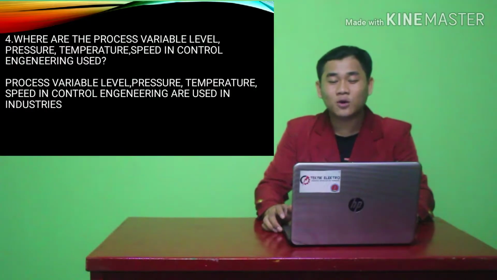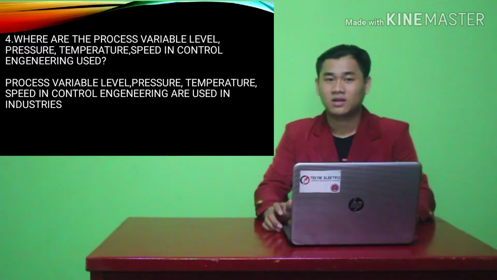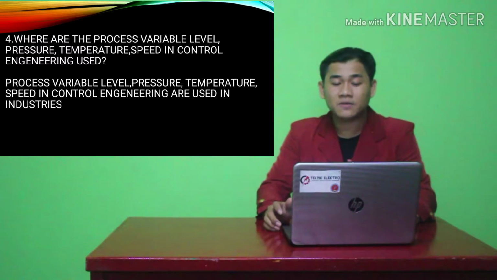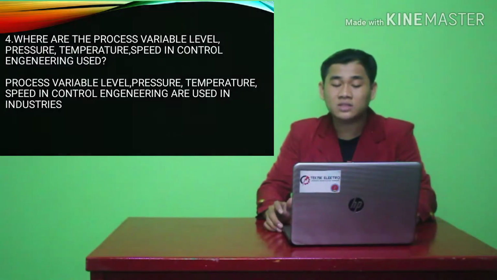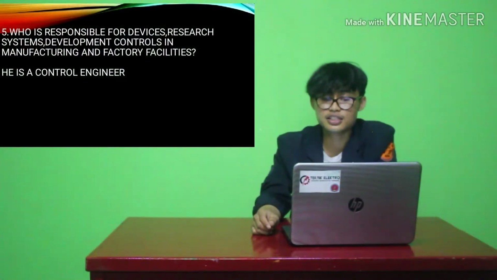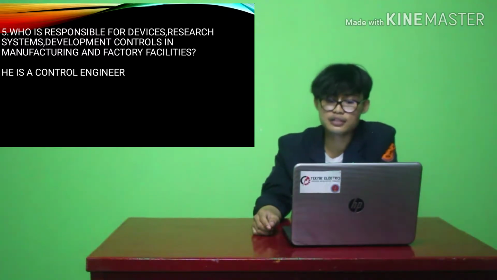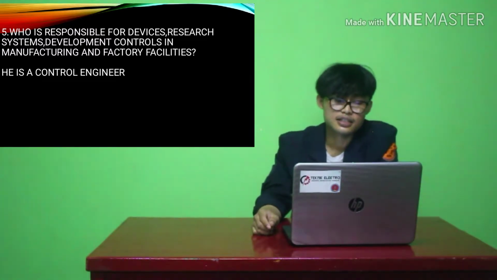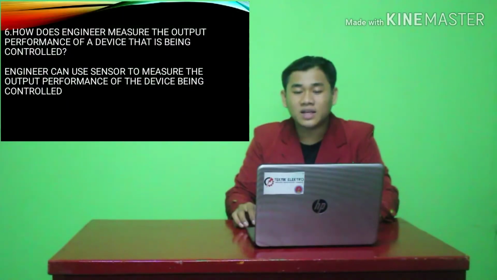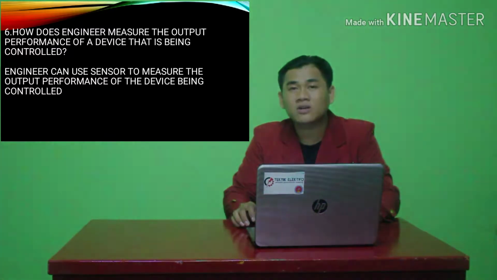Number 4. Where are the process variables level, pressure, temperature, speed in control engineering used? Process variables level, pressure, temperature, speed in control engineering are used in industry. Number 5. Who is responsible for device research, system development, and control in manufacturing and factory facilities? He is a control engineer. Number 6. How does an engineer measure the output performance of a device that is being controlled? Engineers can use a sensor to measure the output performance of the device being controlled.